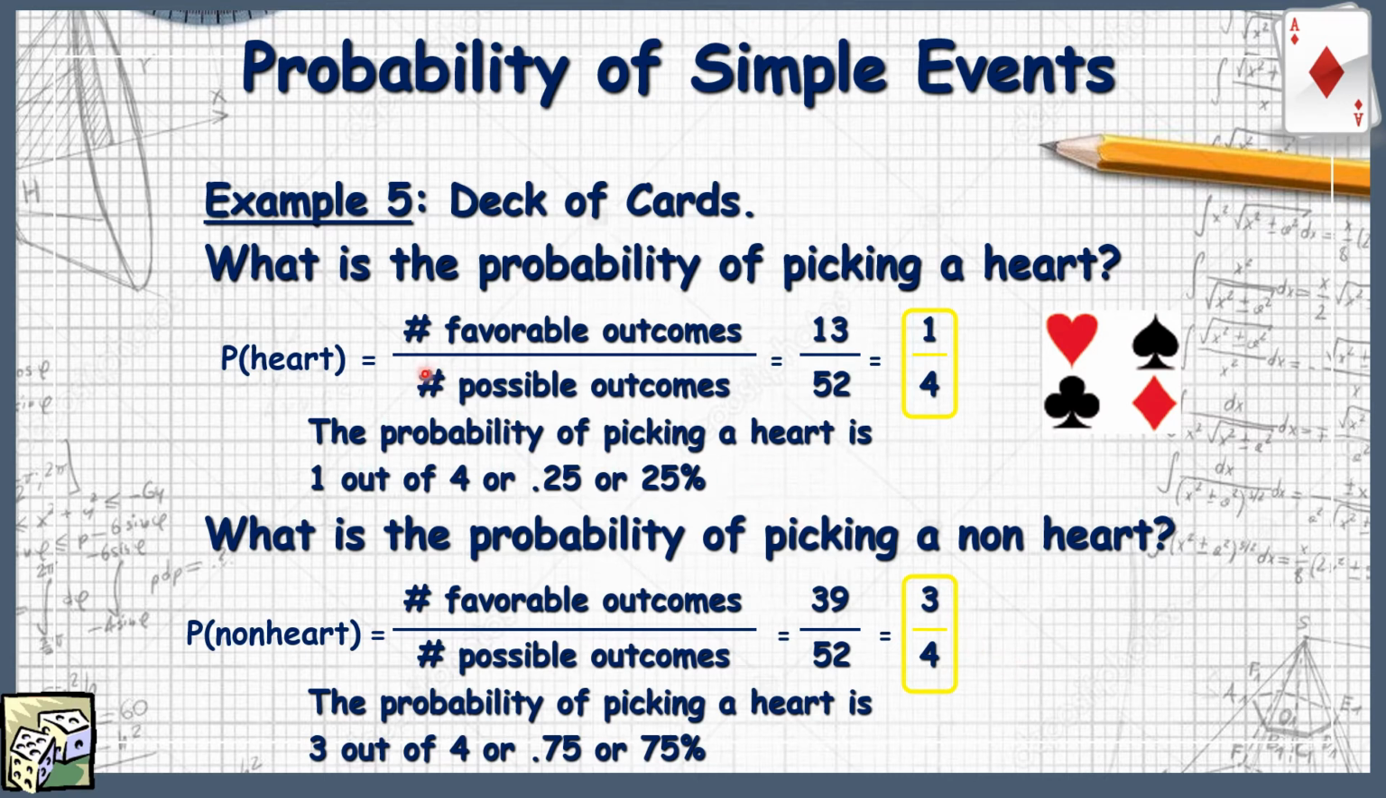So, as you can see, yung heart at saka non-heart, yan yung complementary event. So, kapag 1/4 yung probability na makakakuha ng heart, 1 minus 1/4 is equal to 3/4. So, equal to 1 pa rin yung total nila. That's why tinawag silang complementary events.